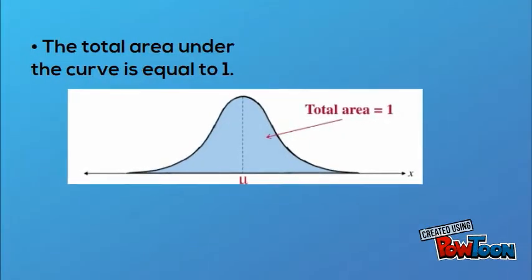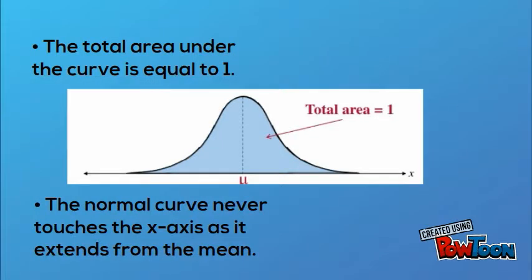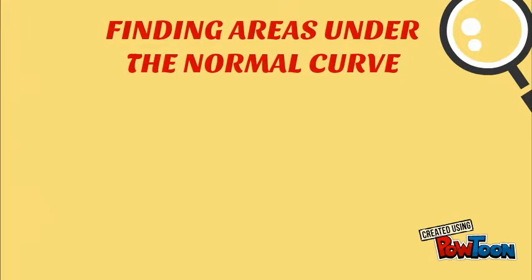The third property is that the total area under the curve is equal to 1. The fourth property is that the normal curve never touches the x-axis as it extends farther and farther away from the mean. Now, we will be talking about finding areas under the normal curve.